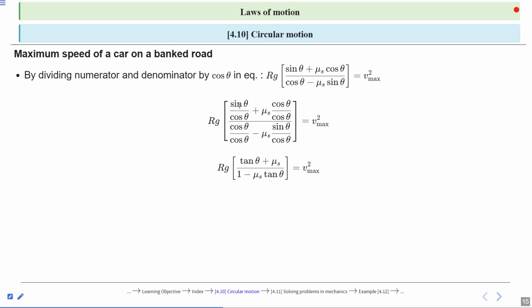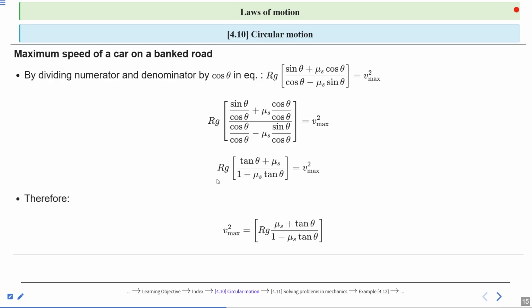So we know sin theta upon cos theta is tan theta. So we substitute here. Cos theta cancels out and the remaining term is mu s. Cos theta cancels out and the remaining term is 1. Minus mu s sin theta upon cos theta is tan theta. So it will be rg (tan theta plus mu s) divided by (1 minus mu s tan theta) equal to v square max. So this is the maximum speed of a car on a banked road.